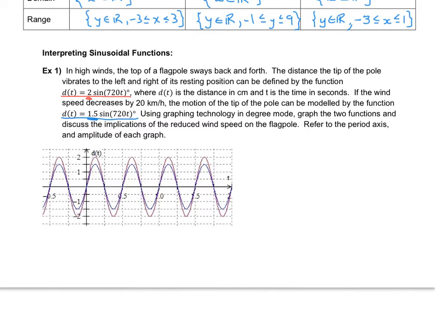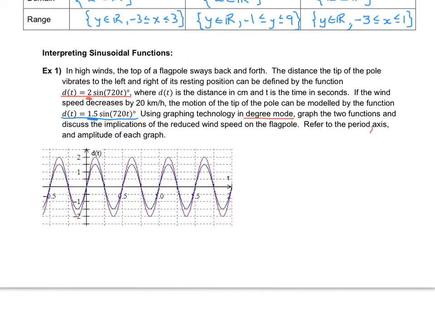If you're trying this on Desmos, which you will be working with later in future lessons, you want to make sure you change over to degree mode. So you're going to graph the two functions and discuss the implications of the reduced wind speed on the flagpole. Refer to the period, axis, and amplitude of each graph.